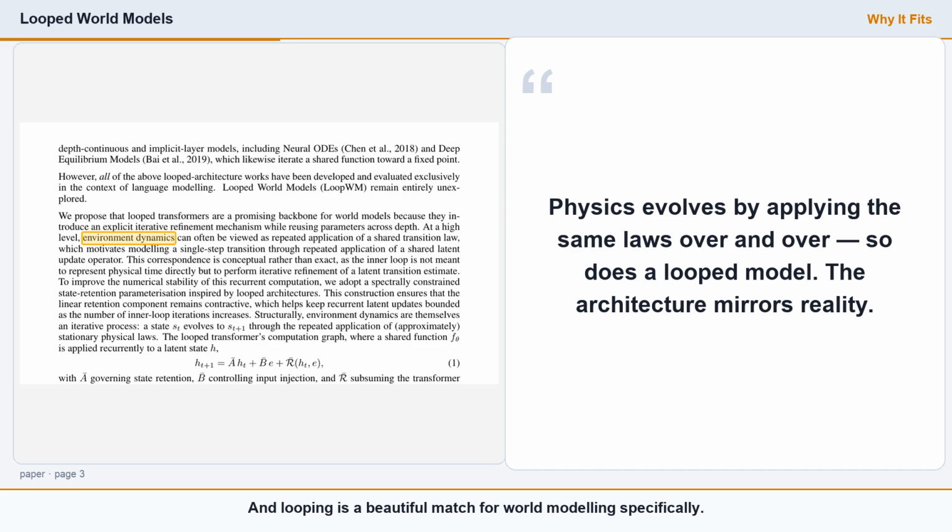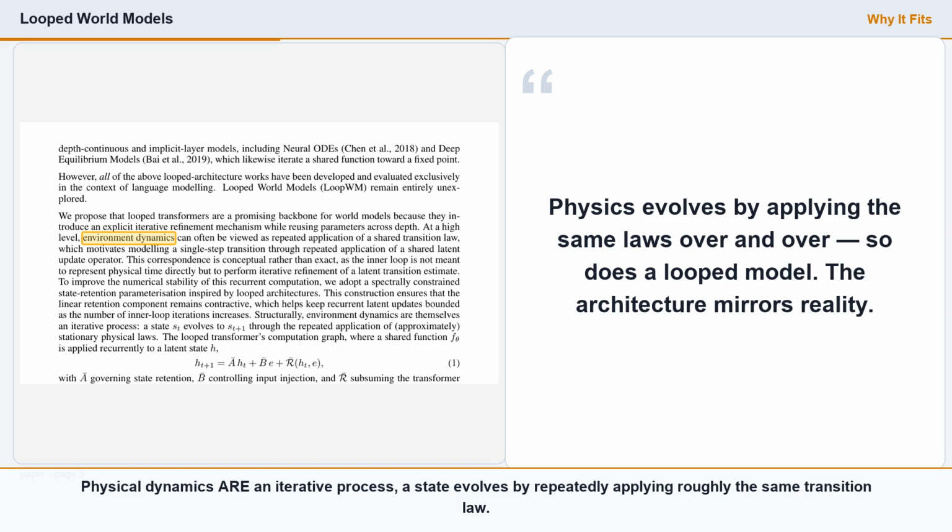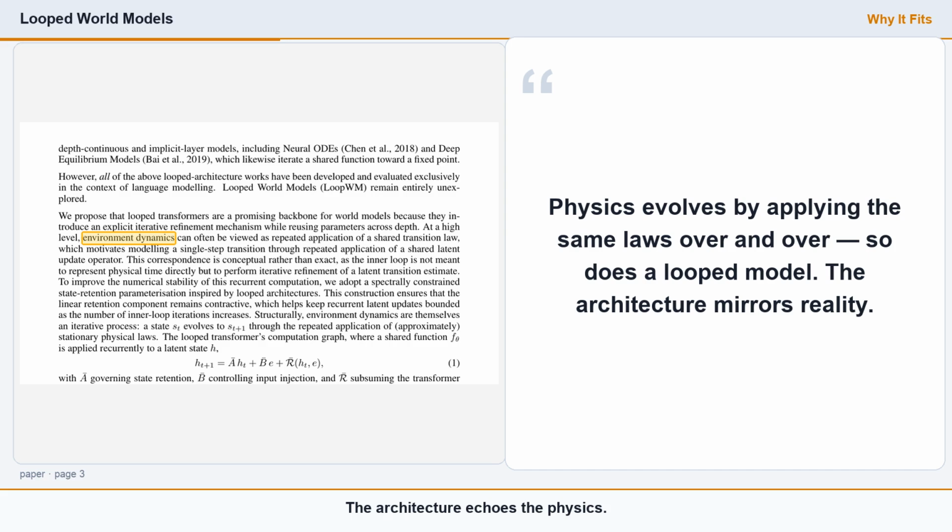And looping is a beautiful match for world modeling specifically. Physical dynamics are an iterative process. A state evolves by repeatedly applying roughly the same transition law. So modeling a single step as repeated applications of one shared update operator mirrors the structure of reality itself. The architecture echoes the physics.